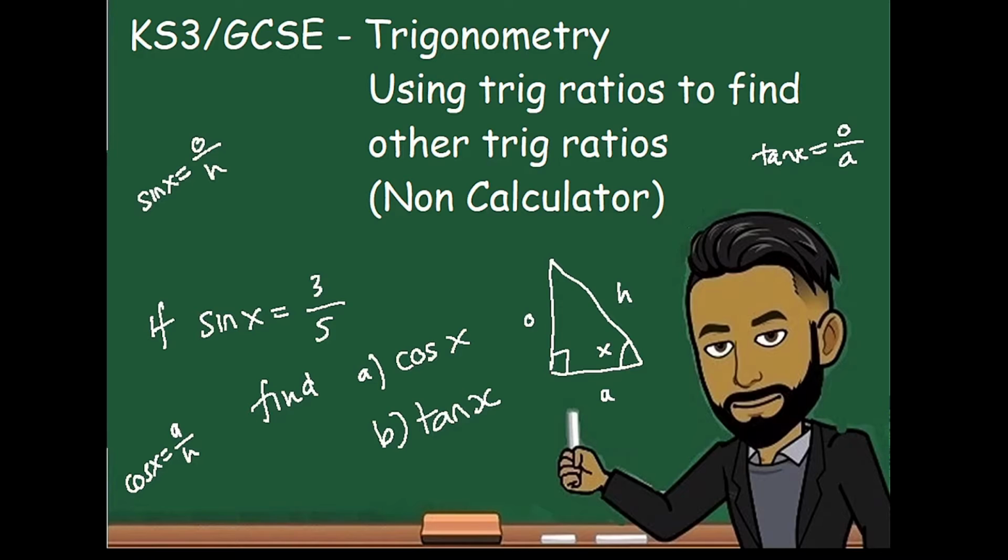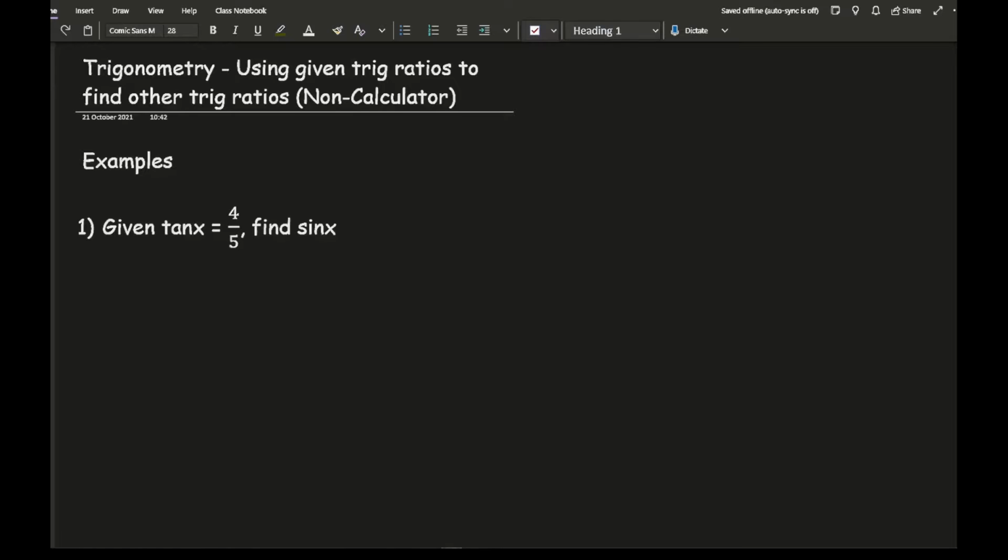Now, prior knowledge before working through this is that you need to have covered Pythagoras' theorem to work out missing sides of right angle triangles. Now, one of the most popular questions I get asked as a teacher after teaching trigonometry from students is, will this ever appear on a non-calculator paper?